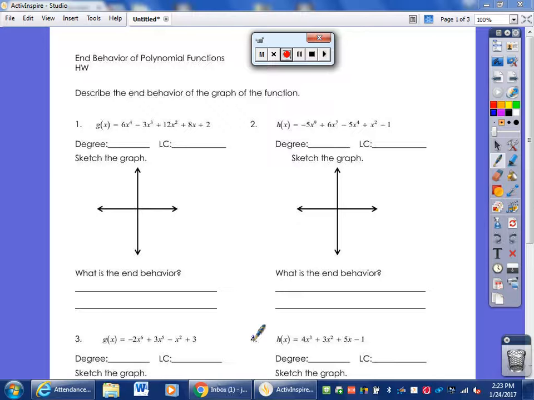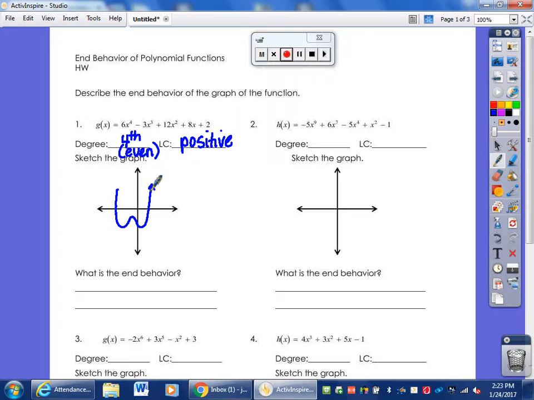Okay, remember it has to be in standard form for you to be able to tell me the degree. So the degree is fourth degree, which would mean that this is an even function. The leading coefficient is a 6, which is a positive number. So from your notes, you'll notice that the even functions look like either a W or an M. Okay, and for this particular graph, because it's a positive, it means that our end behavior is going to be both ending up. So when it says what is the end behavior, both ends up. That means that the end points of our graph are both going to be pointing up.